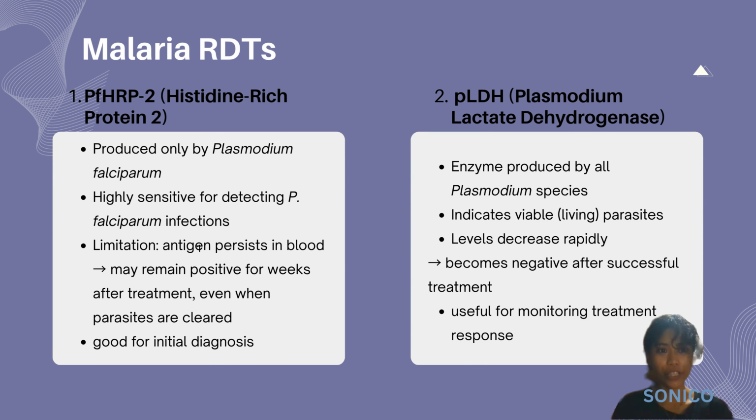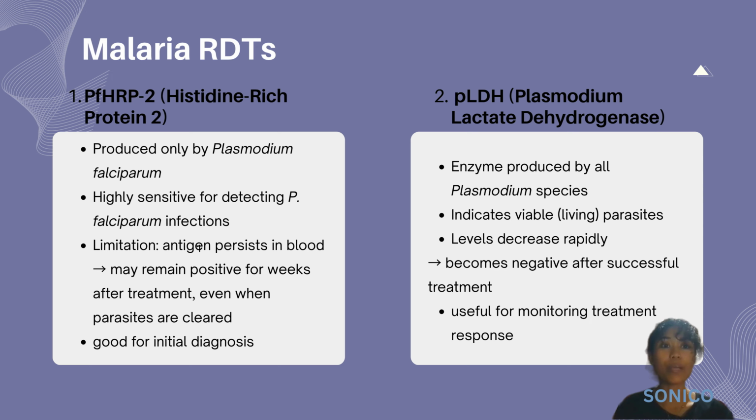There are many kinds of RDTs, but for today we will only be focusing on two types, which are the malaria and schistosoma RDT, the two top parasitic diseases in our country. Malaria RDTs are used to detect specific antigens produced by Plasmodium parasites in the blood. These tests are especially useful in areas where microscopy is unavailable or when immediate diagnosis is needed.